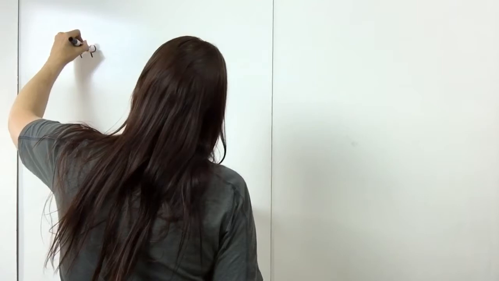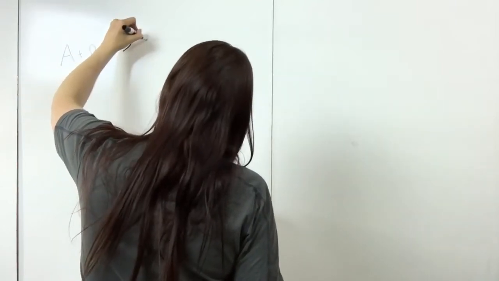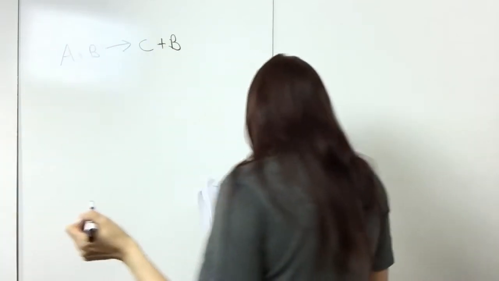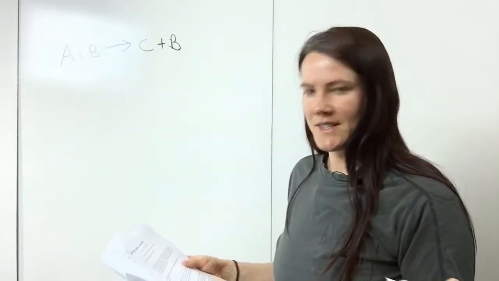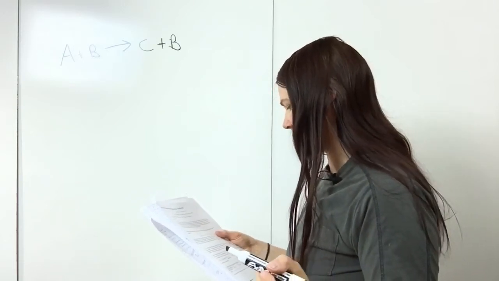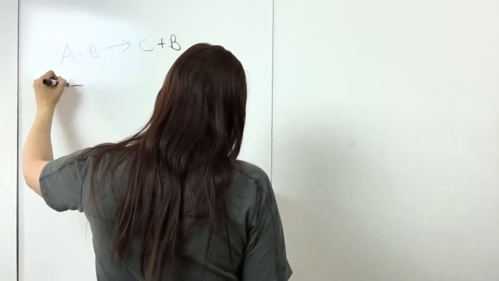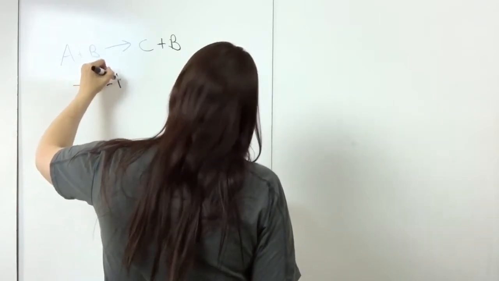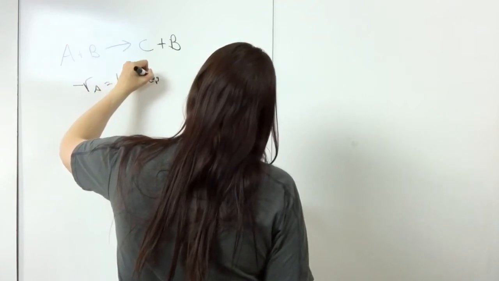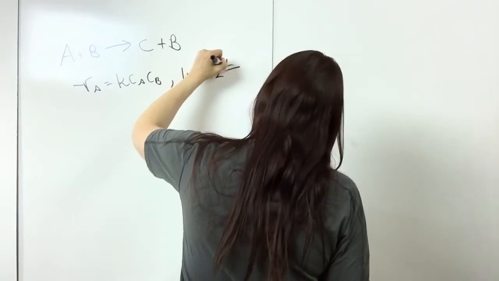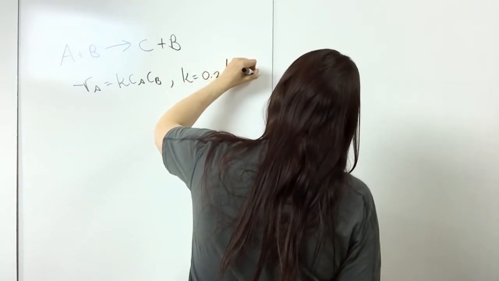Problem 3, it says, in the following reaction, and then it gives you this reaction, A plus B to C plus B. B is a liquid phase catalyst that is produced at the same rate as it is consumed. And then it gives you the rate, so minus rA is equal to k CA CB, and k is equal to 0.2 liters per mole per minute.